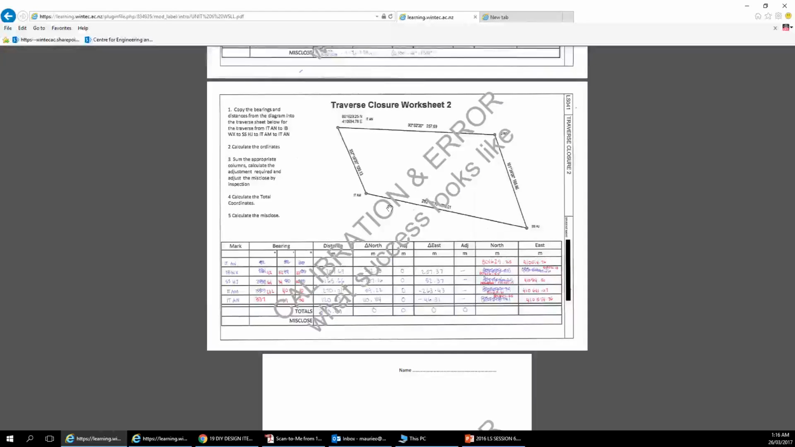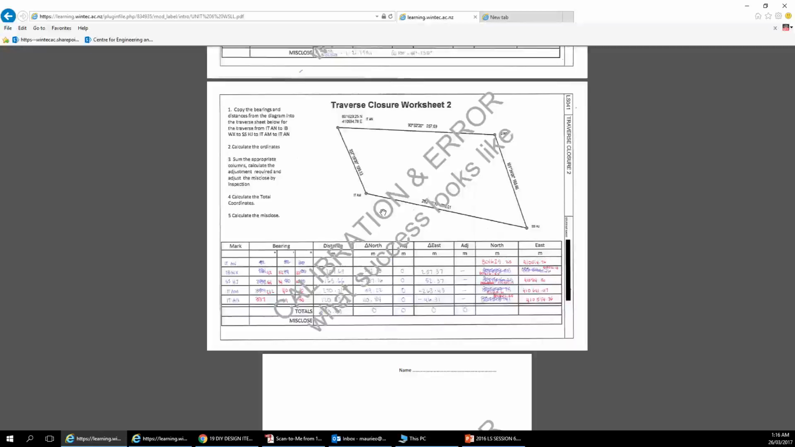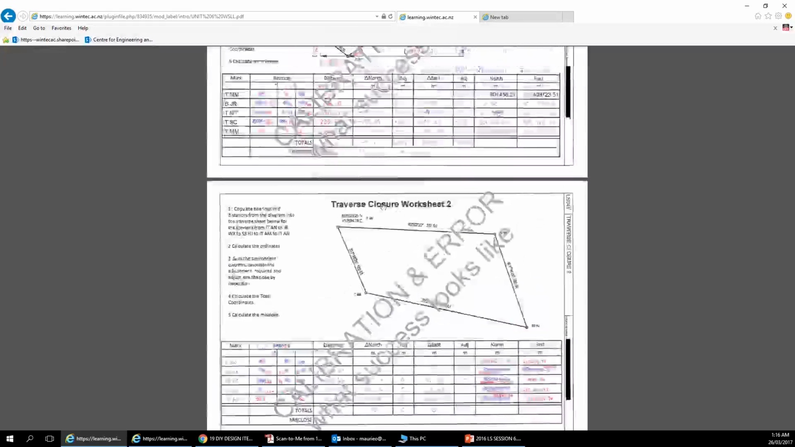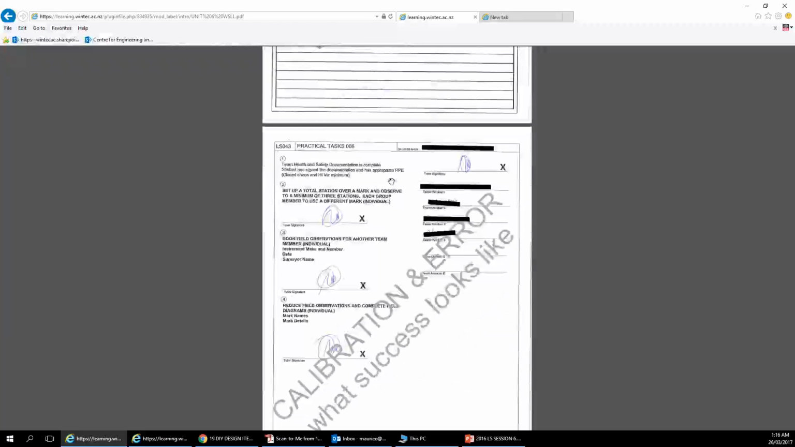So this is another traverse closure, another spreadsheet closure. This is number 2, and that's number 1. Number 2, and there's your parallel test, with the answers all filled in for you, which you can work through. Some exam questions there relevant to this topic.